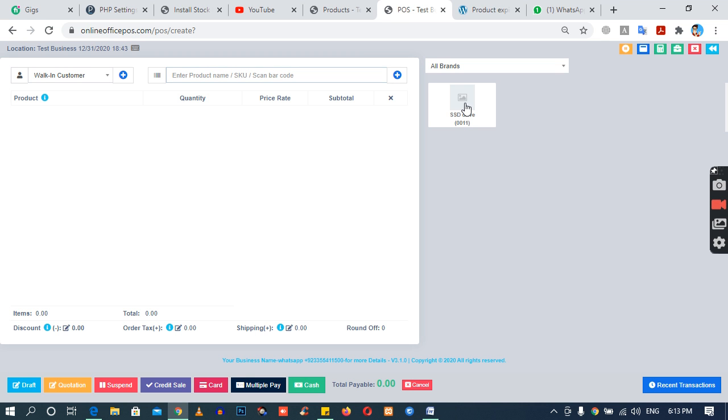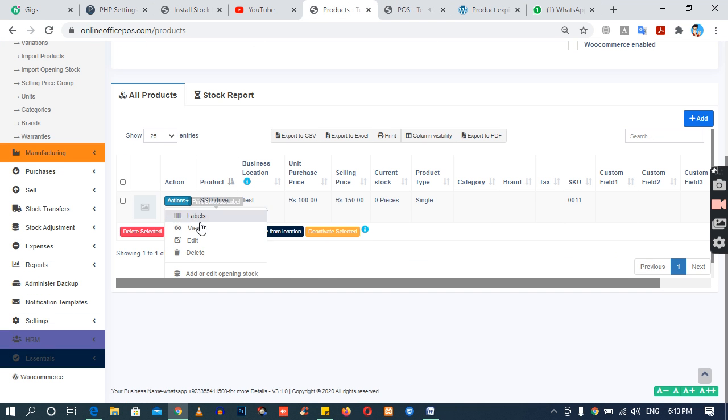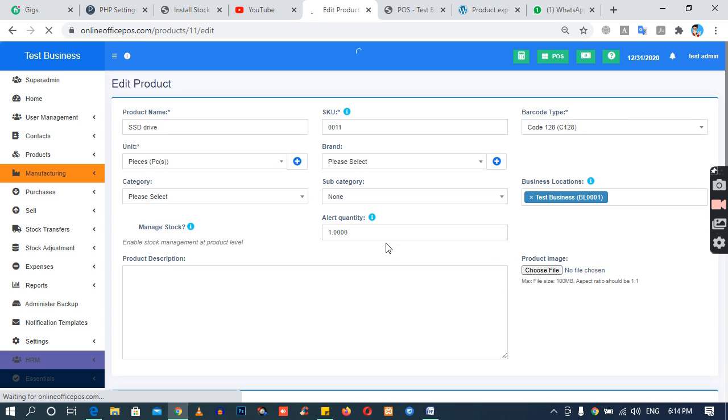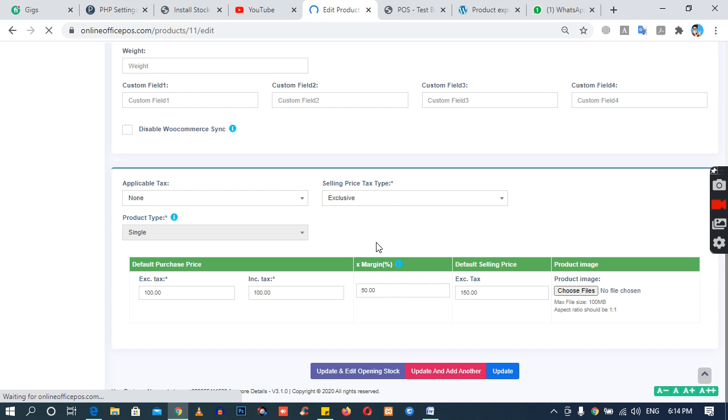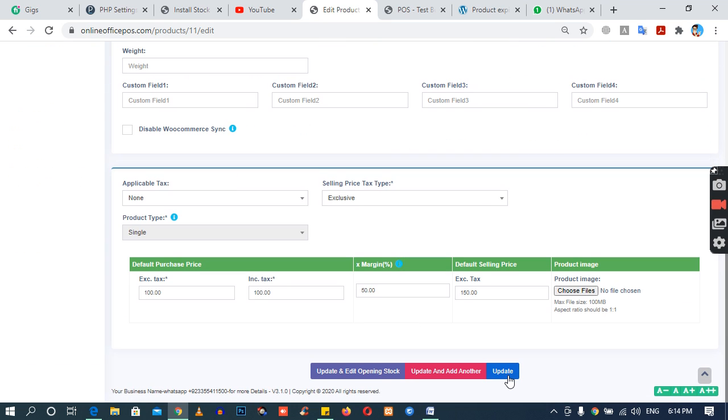Currently the stock is not present. If I don't want to sell this product and want to use it in production, what to do? You edit this product and select not for individually selling. Then you update it. Let me add one more product quickly.